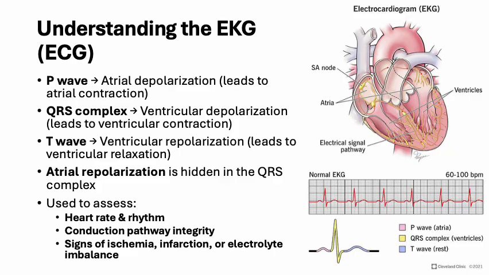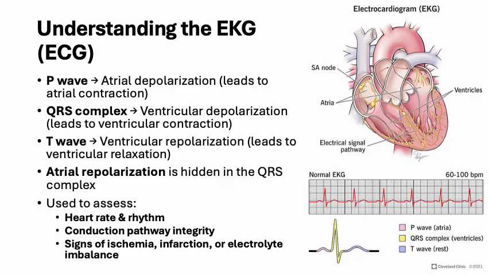Next comes the QRS complex. This is a sharp, tall spike that represents ventricular depolarization. It's much larger than the P wave because the ventricles are bigger and more muscular. This complex triggers ventricular systole, the powerful contraction that pumps blood into the pulmonary and systemic circuits. Now, although the atria are also repolarized, meaning they reset their electrical charge, atrial repolarization is not visible on an EKG. Why? Because it occurs at the same time as the QRS complex and gets buried beneath the large wave.